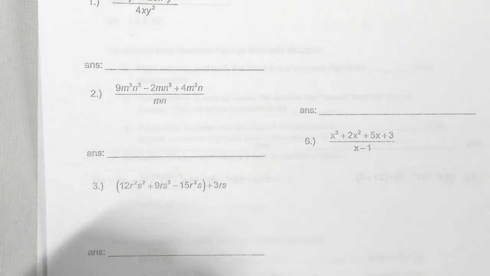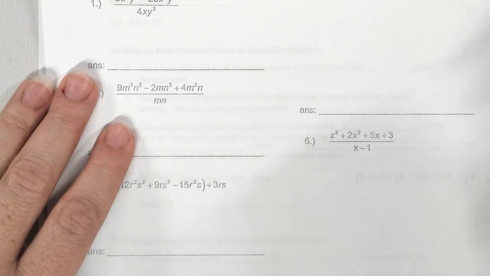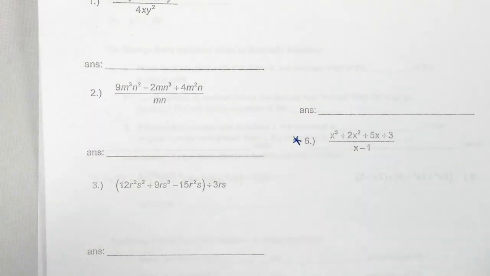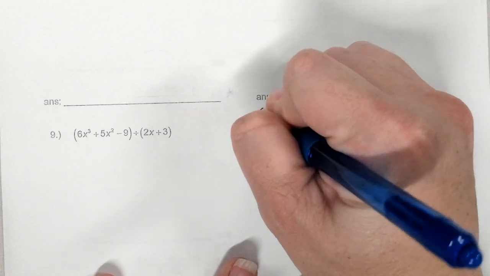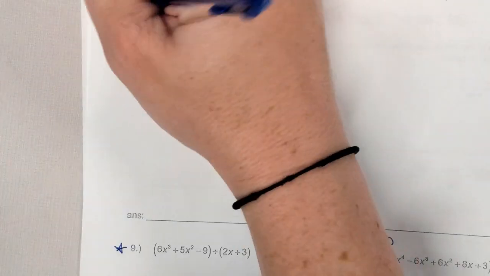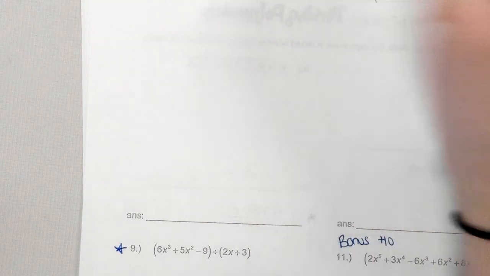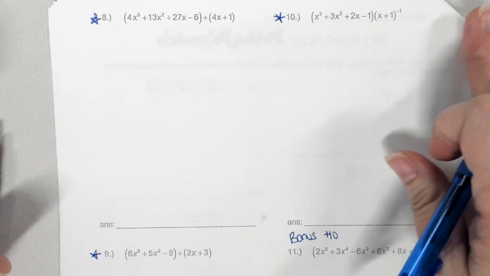Now, as you do the other ones, I do want you to get them checked as you go, okay? I'm going to star the ones that have a remainder. Number 6 has a remainder. Make sure I'm starring the right ones. And nothing else on the front has a remainder. And then flip to the back. Everything on the back has a remainder. And number 11 is super long, so if you want to do that one, it's a bonus plus 10 points. Okay, so the other 3 have stars. And then number 11 is a bonus.